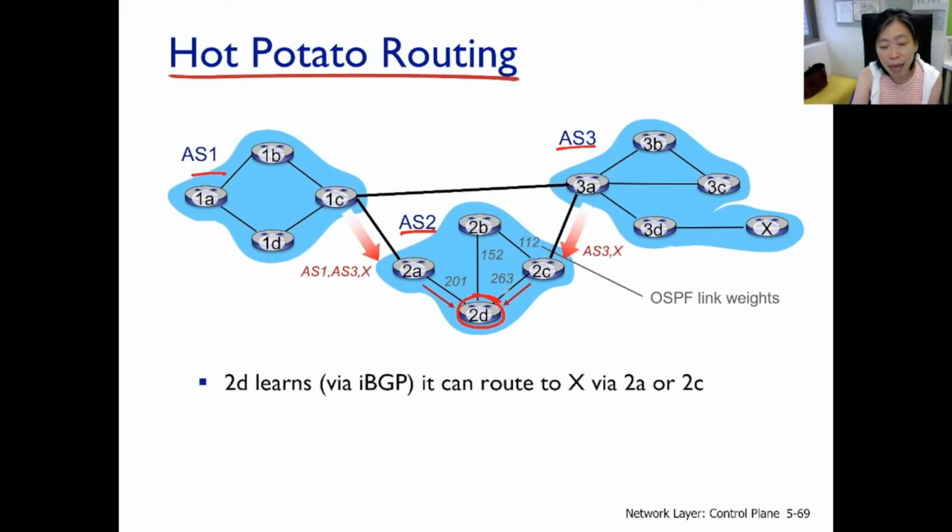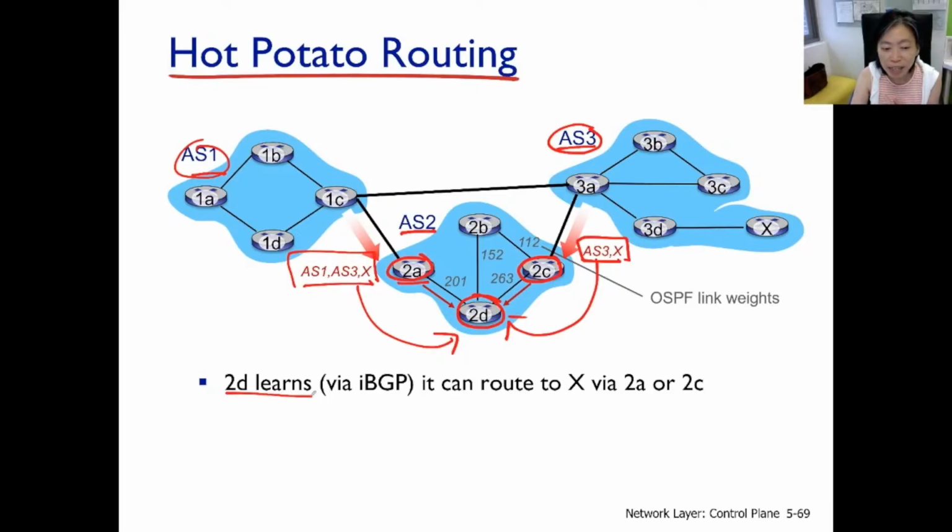So the router now in question is 2D. 2D here actually sees two AS paths. One AS path is coming from 2C. 2C is the gateway router connecting to AS3, from which it receives a path to X: AS3, X. 2A is the gateway router connecting to AS1, where AS1 is passing another AS path to AS2. That is AS1, AS3, and X. So 2A passes this path to 2D. 2C also passes on this path to 2D.